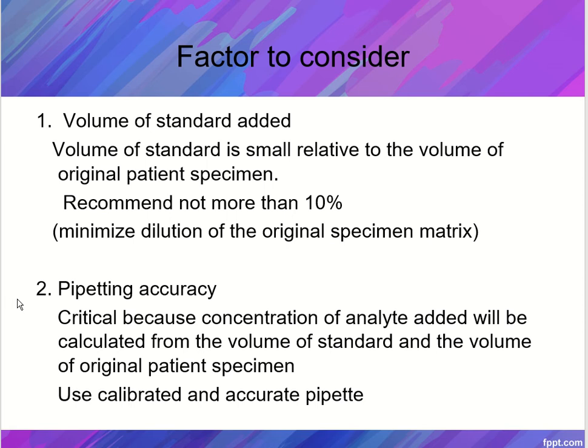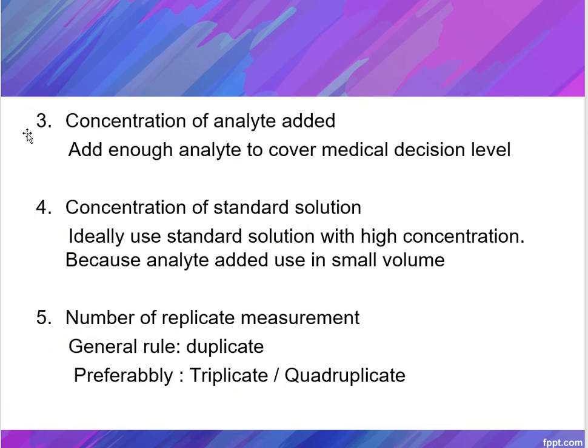Second, pipetting accuracy. It is critical because the concentration of analyte added will be calculated from the volume of standard and the volume of the original patient specimen. So use a calibrated and accurate pipette, and we may also need an experienced operator with good pipetting skill, right? Third, concentration of analyte added. Add enough analyte to cover the medical decision level.